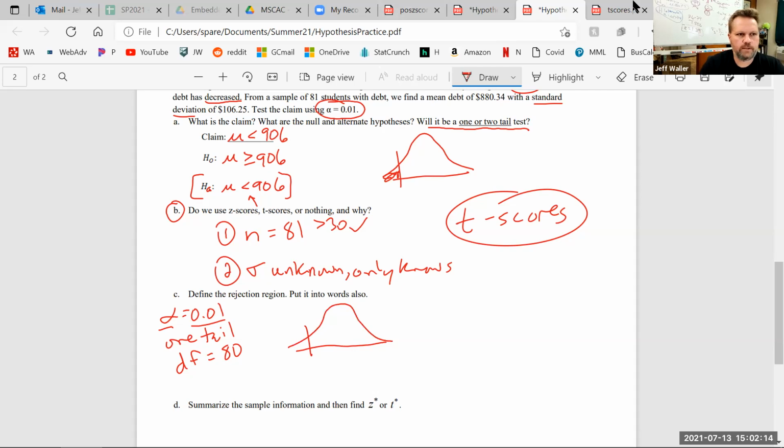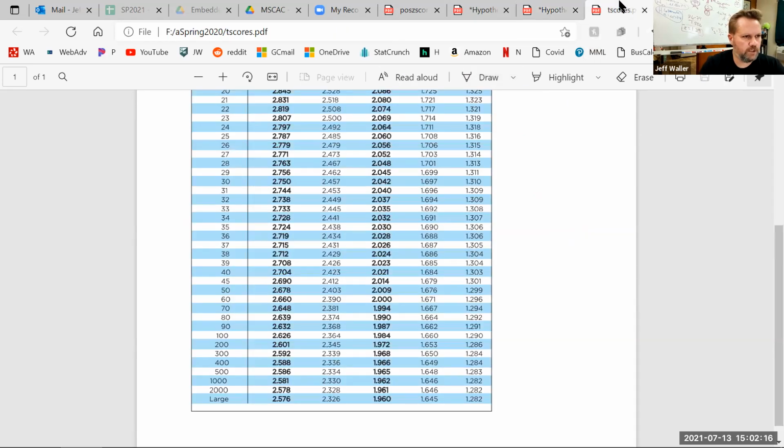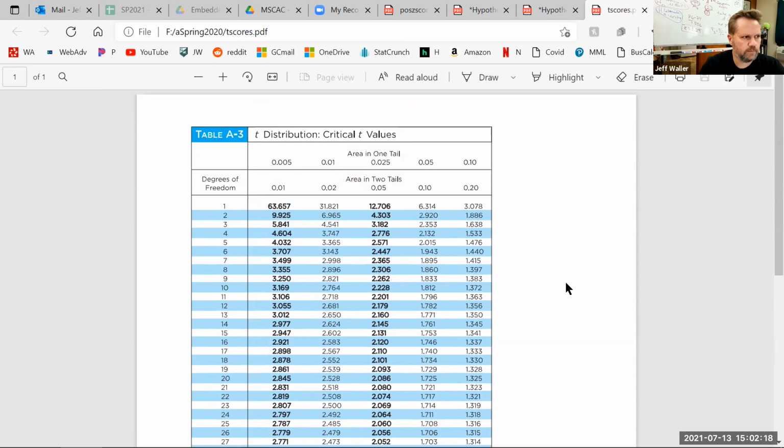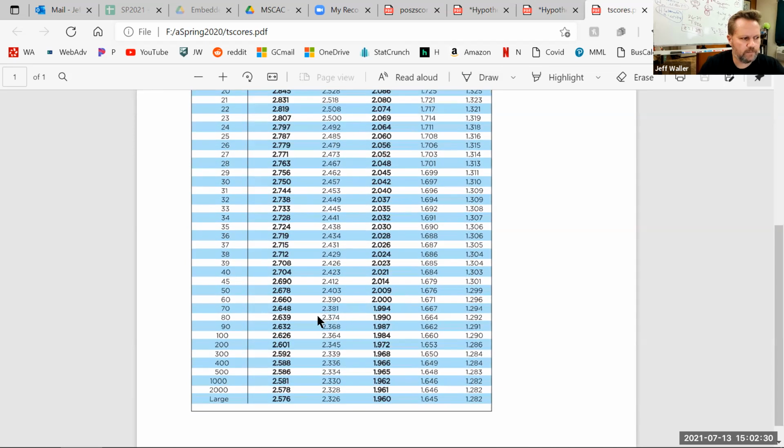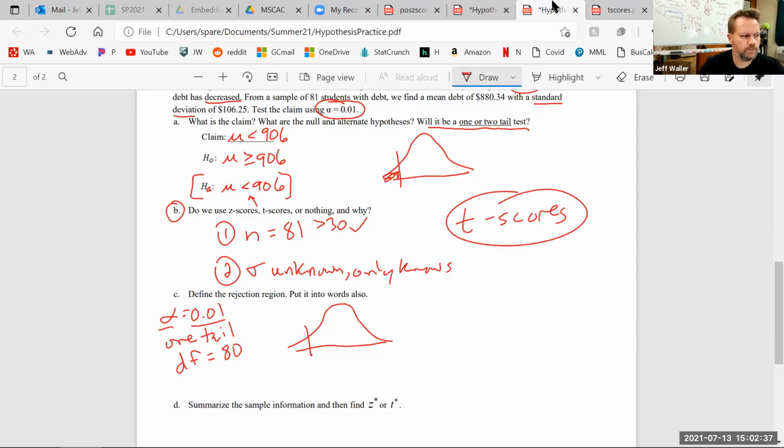So let's see. If I do this, can you see the T-score chart now? So it was a one-tail test, 0.01, right? So I'm going to stop at 80. Is that what you guys got? 2.374? Okay. Now be careful. What's wrong if I do this? I have done something wrong. It should be negative. There you go.